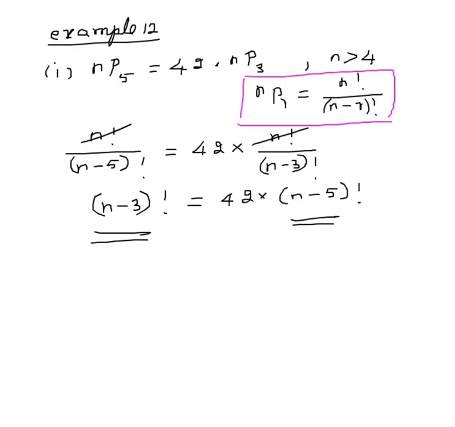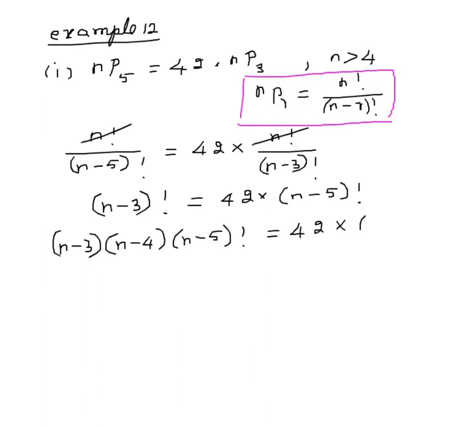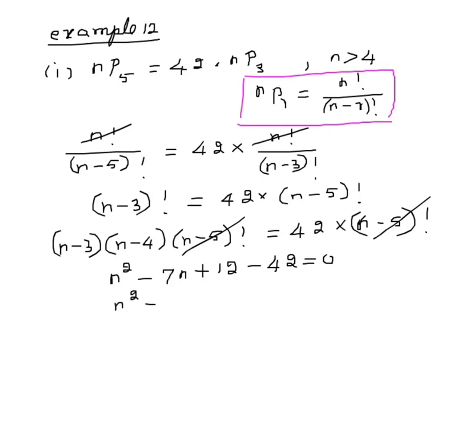Now, if you compare n minus 3 and n minus 5, n minus 3 is a bigger number. So I can split this bigger factorial as n minus 3 times n minus 4 times n minus 5 factorial is equal to 42 times n minus 5 factorial. Open the brackets and simplify. We will get a quadratic equation. So we get n square minus 7n minus 30 is equal to 0. We can factorize this. N minus 10 and n plus 3.